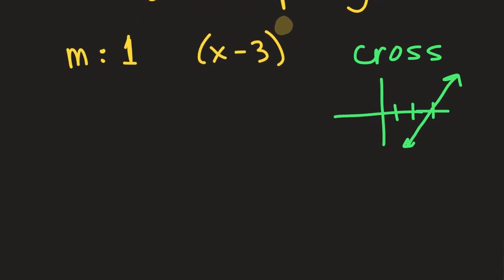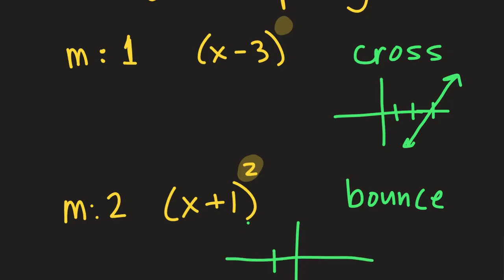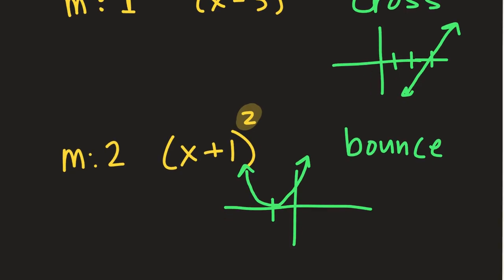If we have a multiplicity of 2, like x plus 1 squared, and we know it's a multiplicity of 2 because that's the exponent on your factor, then your graph will bounce on your x-axis. It won't actually cross, it will bounce. So if it's x plus 1 squared, it's going to do something like this at negative 1. It bounces. It doesn't actually cross your x-axis. It's the same sign on both sides.